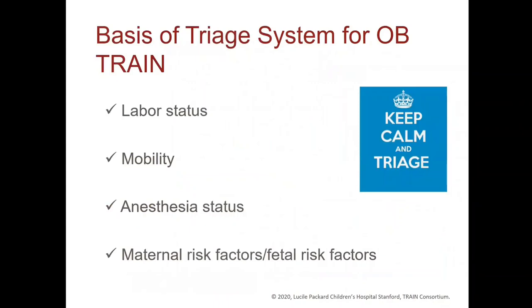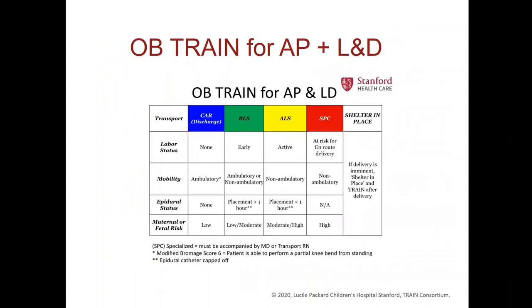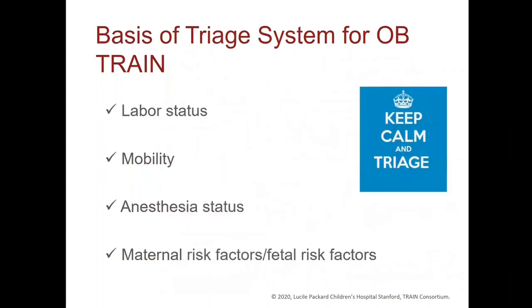For us, the parameters are these 4 parameters. And this is just for labor. We have a different train for postpartum. But is the woman in labor? Can she walk? Has she had an epidural? And are there any maternal or fetal risk factors we have to consider?